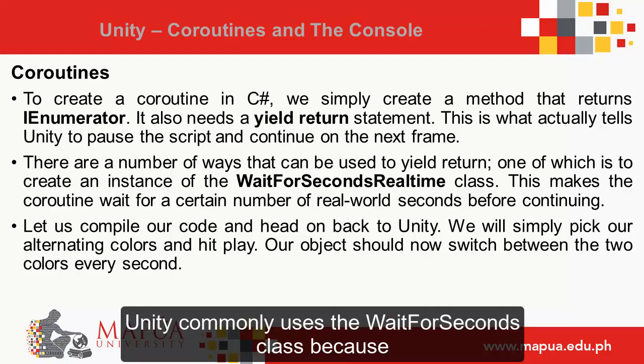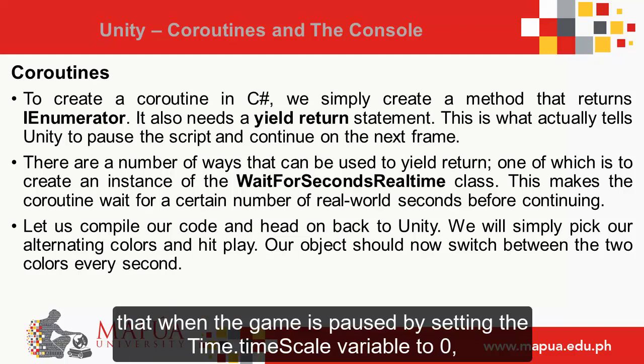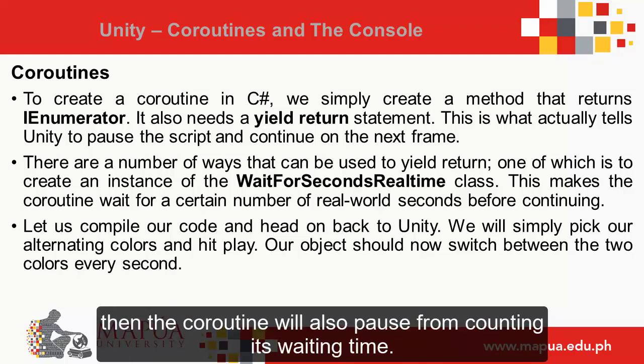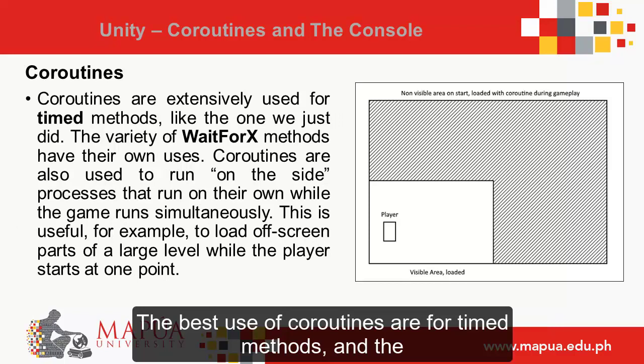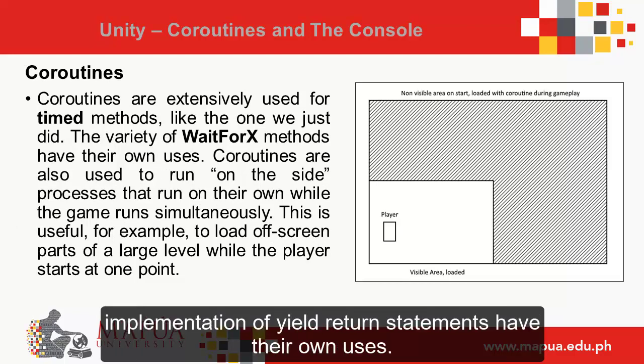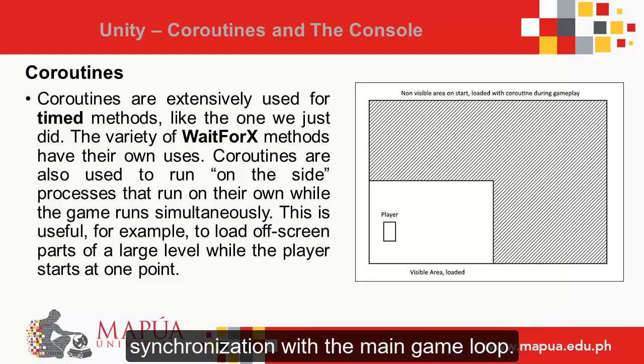Unity commonly uses the WaitForSeconds class because it is connected to scaled time. This means that when the game is paused by setting the Time.timeScale variable to 0, then the coroutine will also pause from counting its waiting time. The best use of coroutines is for timed methods, and the implementation of yield return statements have their own uses. Additionally, coroutines can also be used to run processes in synchronization with the main game loop.